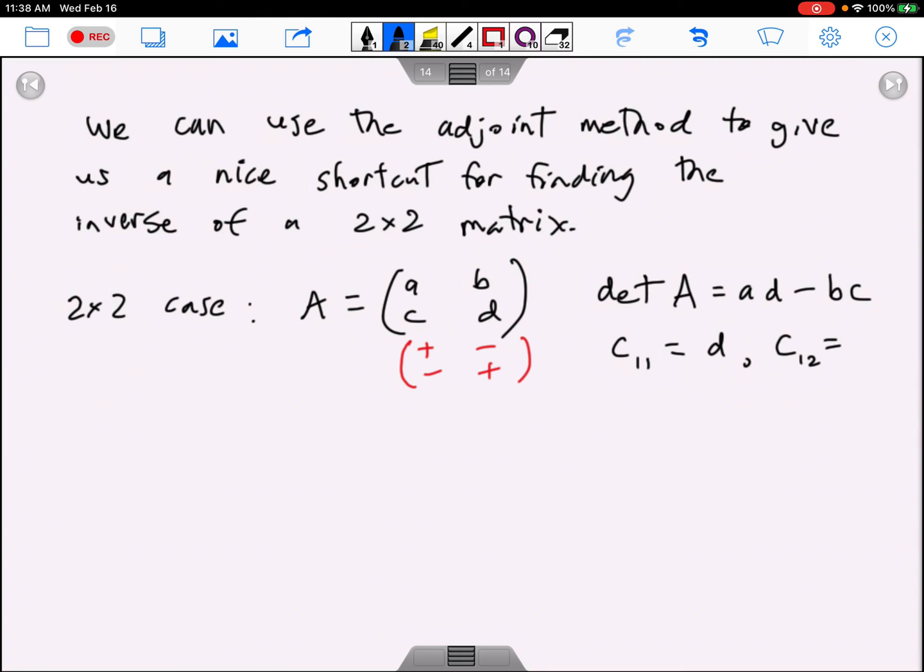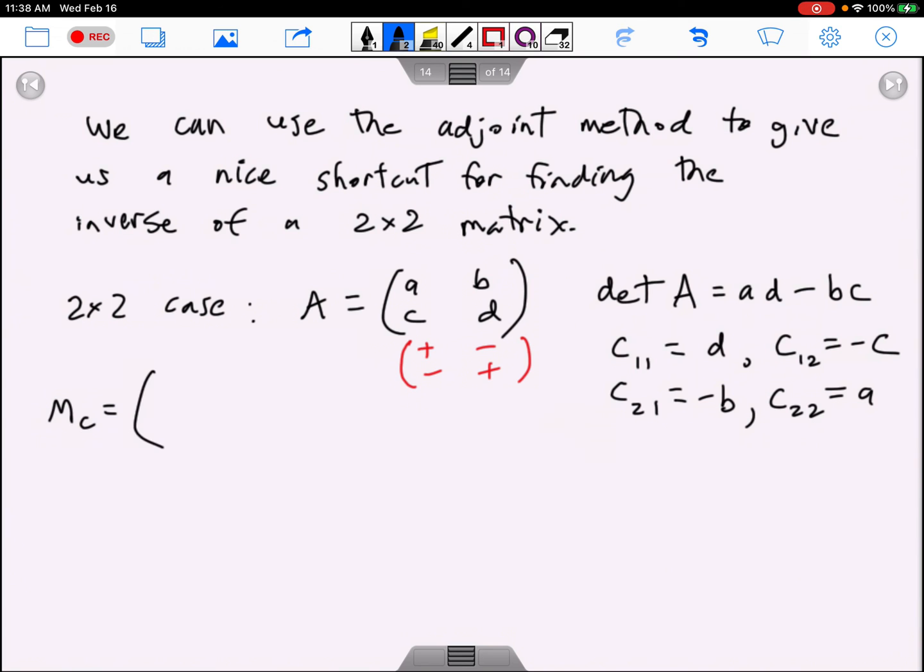C12. Delete the first row and the second column. We're left with just a C, but there's a minus sign there. So we need to do a minus C. C21. Delete second row, first column. And we're left with a B, and that's going to be negative if we look at our sign chart. So negative B. And then C22, we're left with a positive A.